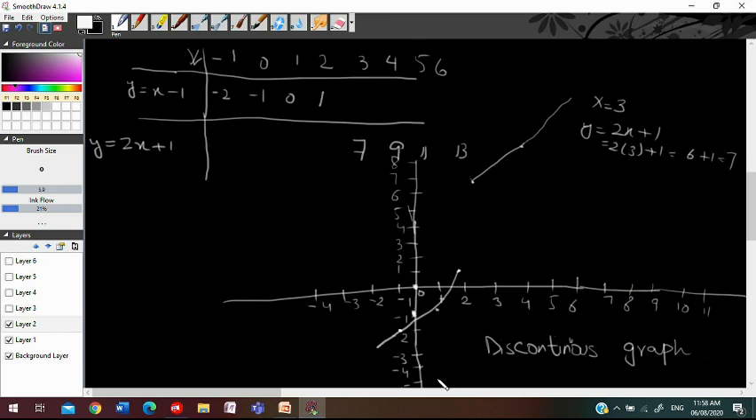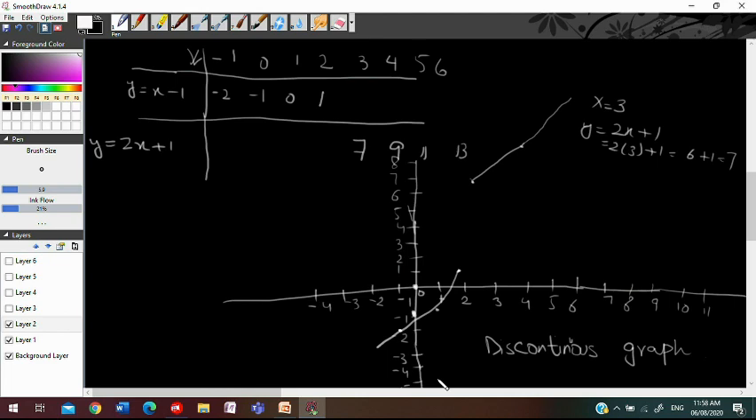Discontinuous graph. So the rest of the questions are also the same. The second part is a continuous graph. The third part is also a continuous graph. I have done for you the first part because this graph is not a continuous graph.